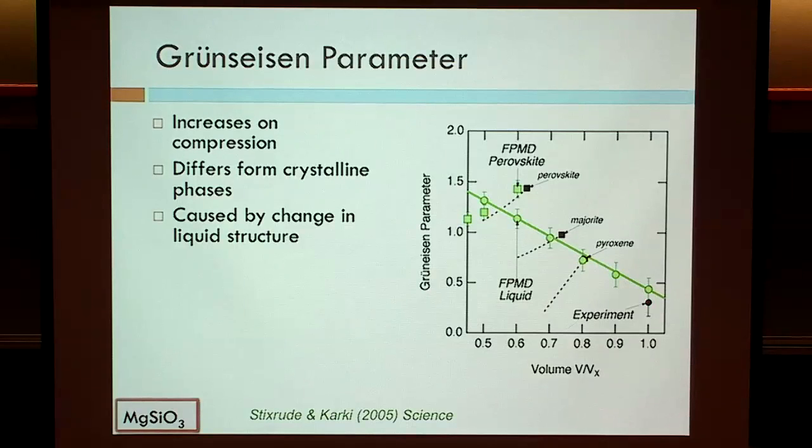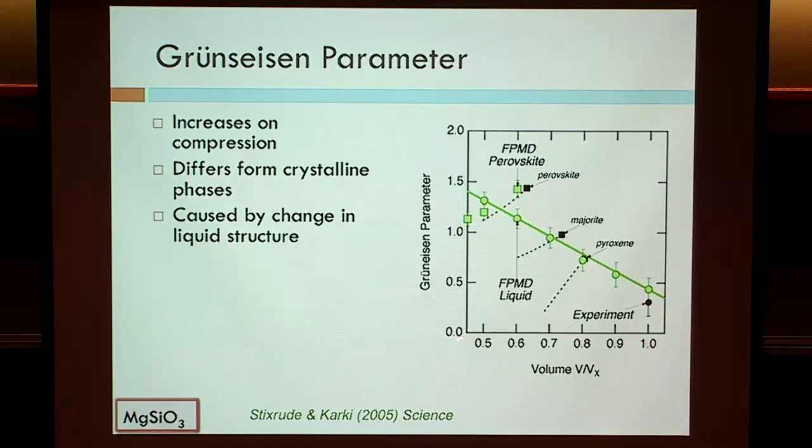Another example of new behavior that we're just starting to incorporate. Remember I told you how the Gruneisen parameter decreases on compression. And it does for all crystalline phases, but not for liquids, it turns out. This is a result of ab initio calculations, a prediction of ours, which was then confirmed experimentally by Paul Asimov and co-workers, where we calculated the Gruneisen parameter based on molecular dynamics simulations of silicate liquids.